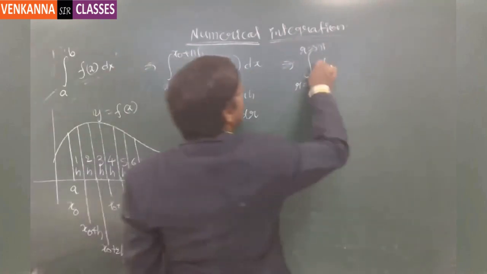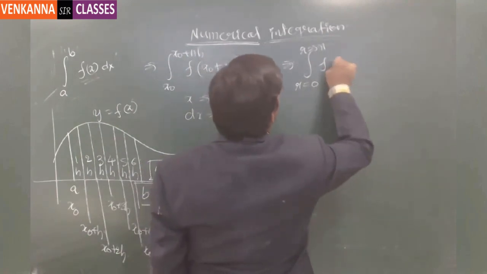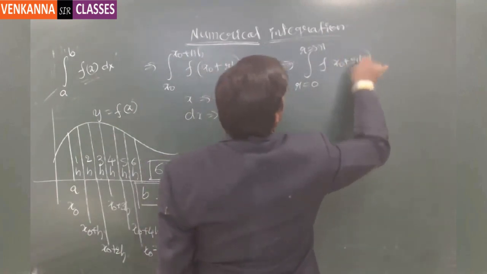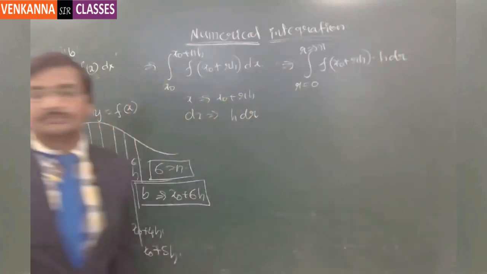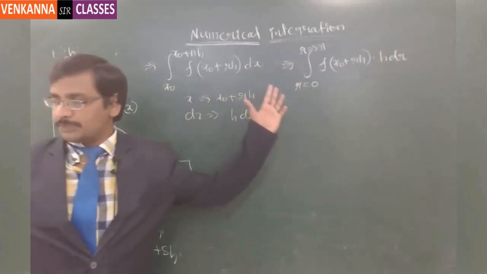F of x naught plus rh into h into dr. This is how you can express it. Got it? This is just substitution.